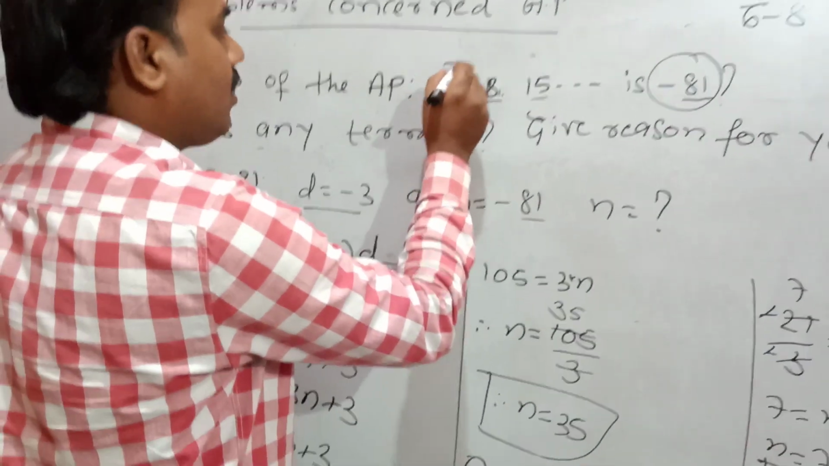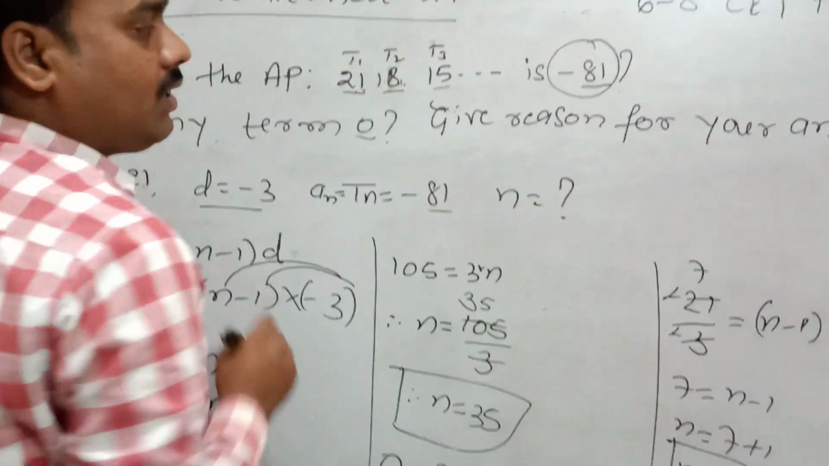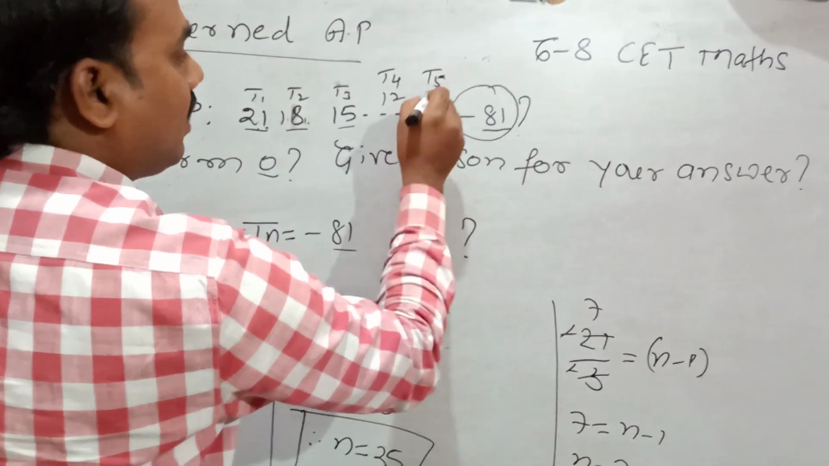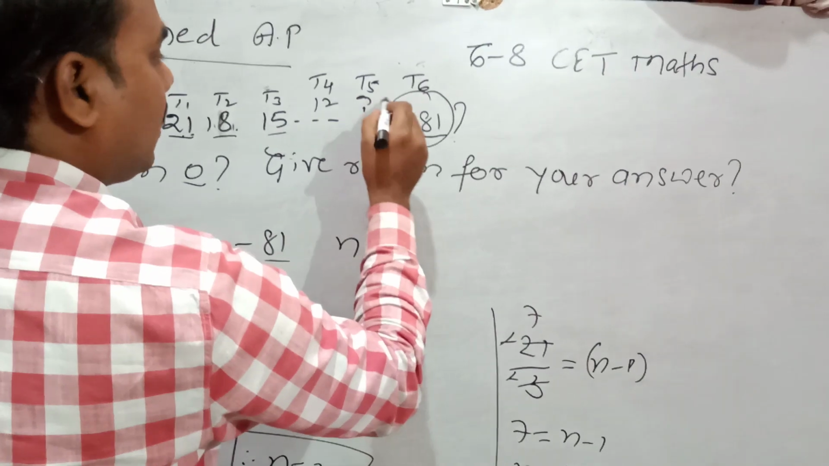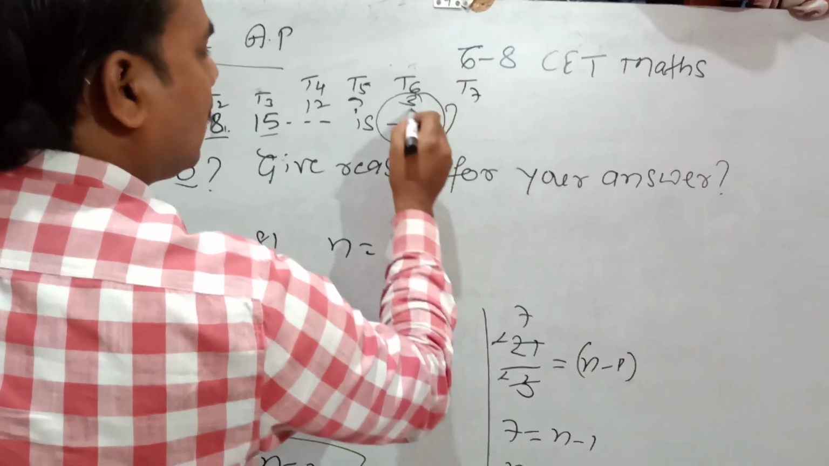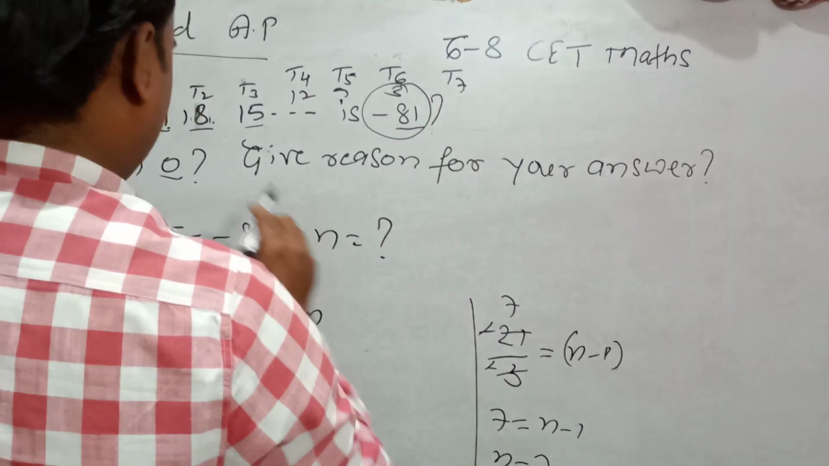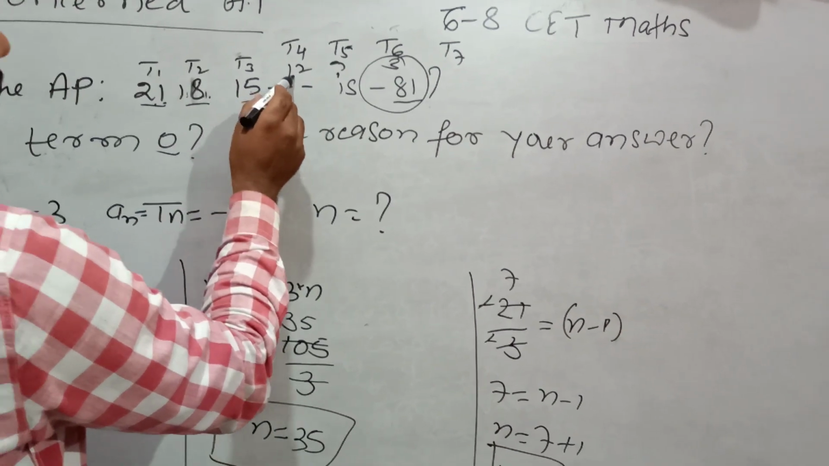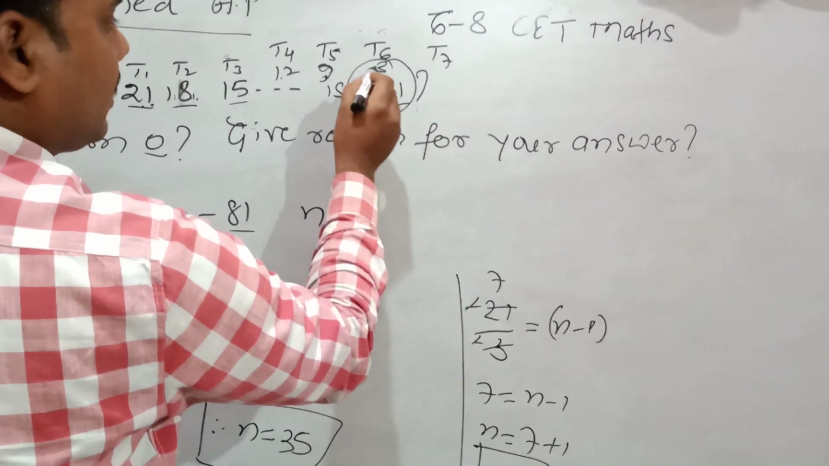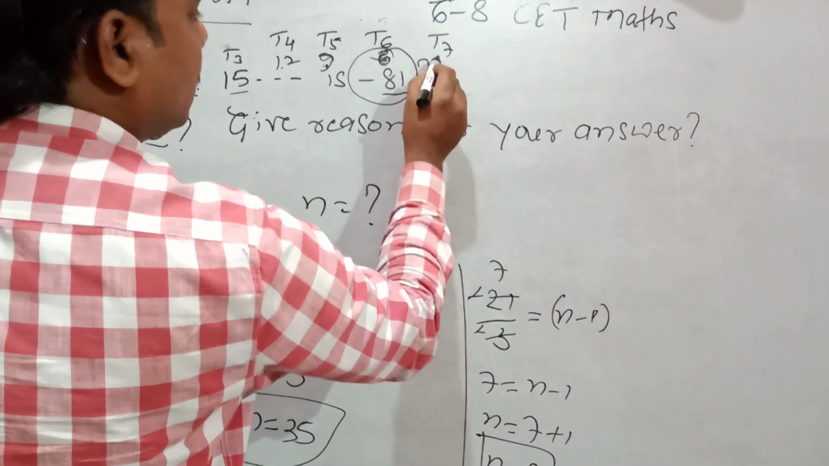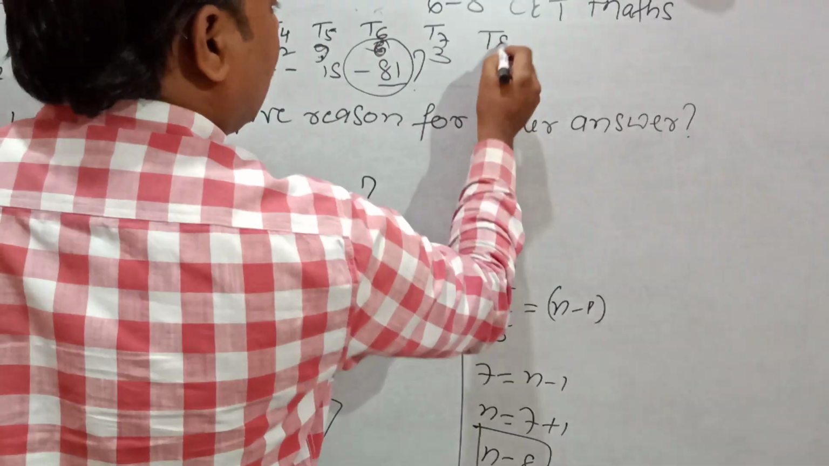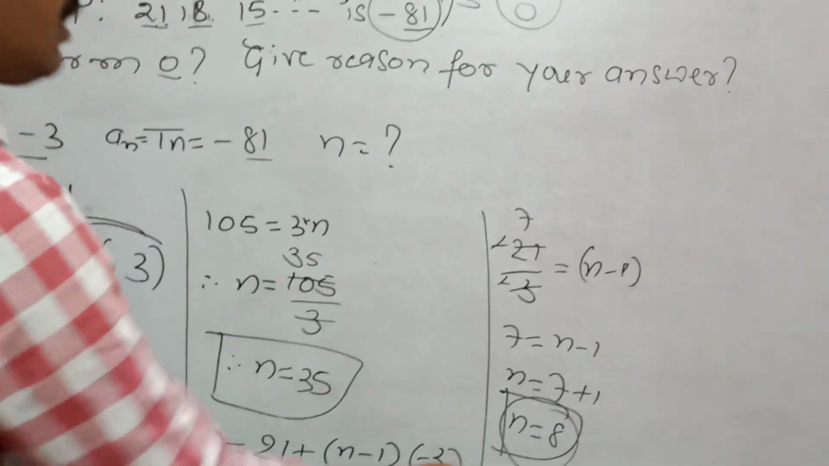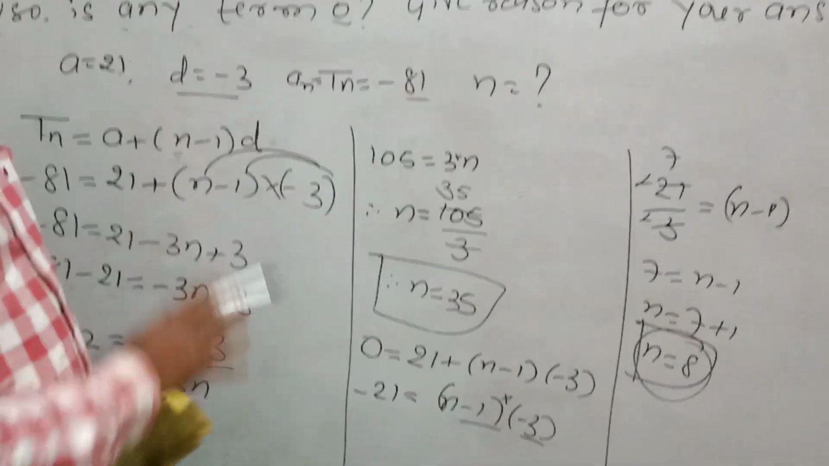See, this is the first term, this is the second term, third term is 15, next fourth term is how much, reducing 3 means 12, fifth term is 9, sixth term is 6, seventh term is 3, and 8th term is 0, 3 minus 3 is 0. Therefore 8th term is 0. Okay, understood?